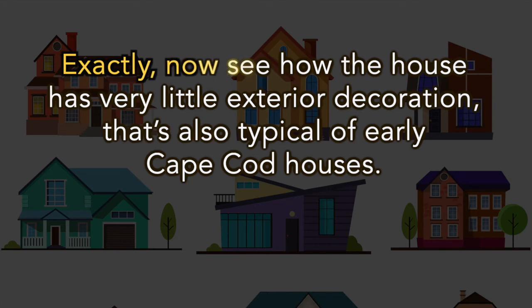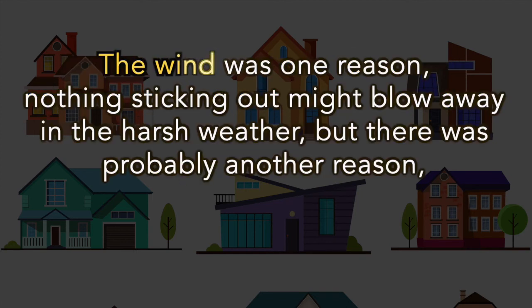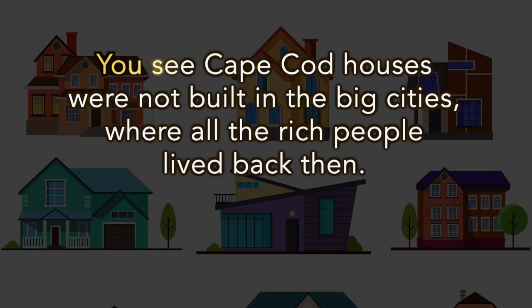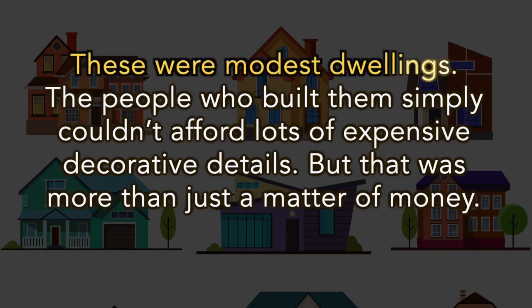Exactly. Now, see how the house has very little exterior decoration. And that's also typical of early Cape Cod houses. The wind was one reason. Nothing sticking out that might blow away in the harsh weather. But there was probably another reason, not related to the climate, more a reflection of rural New England society back then. You see, Cape Cod houses were not built in the big cities where all the rich people lived back then. These were modest dwellings. The people who built them simply couldn't afford lots of expensive decorative details.